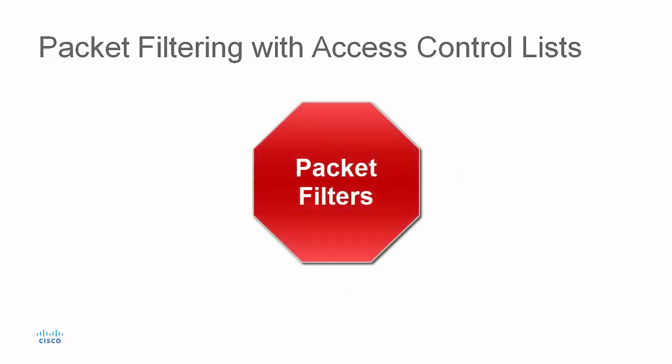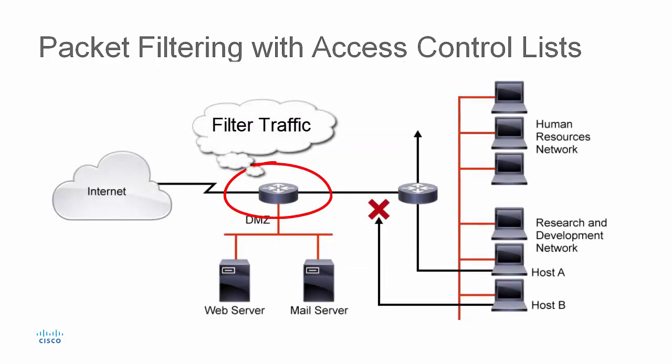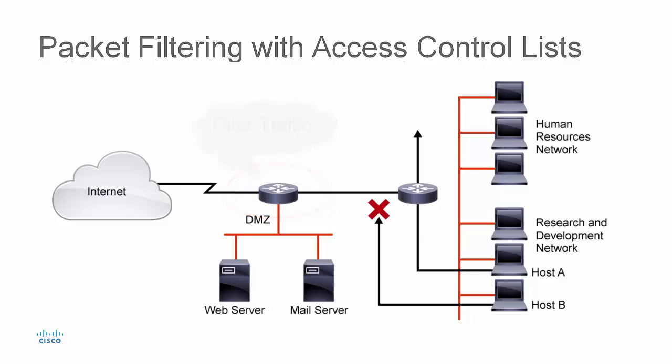ACLs serve as packet filters and can be implemented at various points in the network. On perimeter routers, it's common to implement an ACL that filters out known problem traffic, such as traffic sourced from a private address space that doesn't belong on the internet.